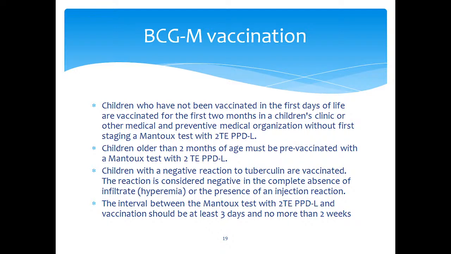Children who have not been vaccinated in the first days of life are vaccinated in the first 2 months in the children's clinic or other medical and preventive medical organization without first doing a Mantoux test with 2 tuberculin units.